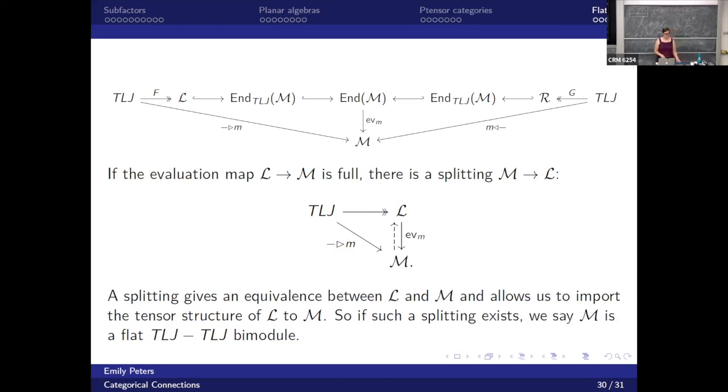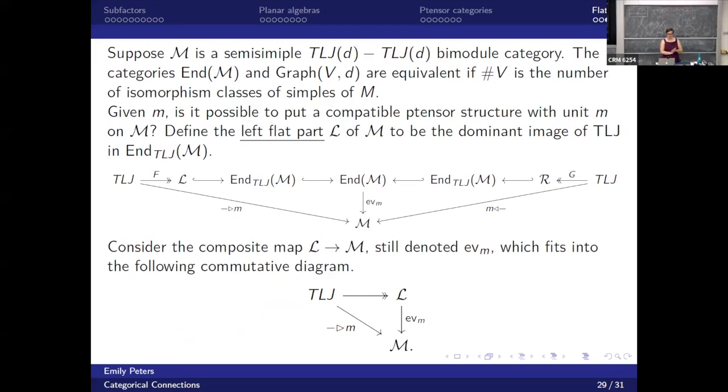So just to be clear, this TLJ, M, and L are all categories, right? Yes, Temperley-Lieb-Jones is a category. M starts out as a semi-simple bimodule category, and we want to know if we can import a tensor category structure onto it.